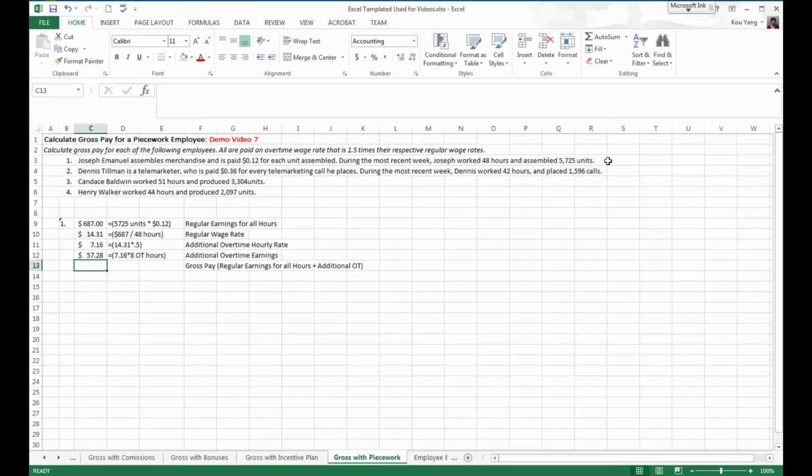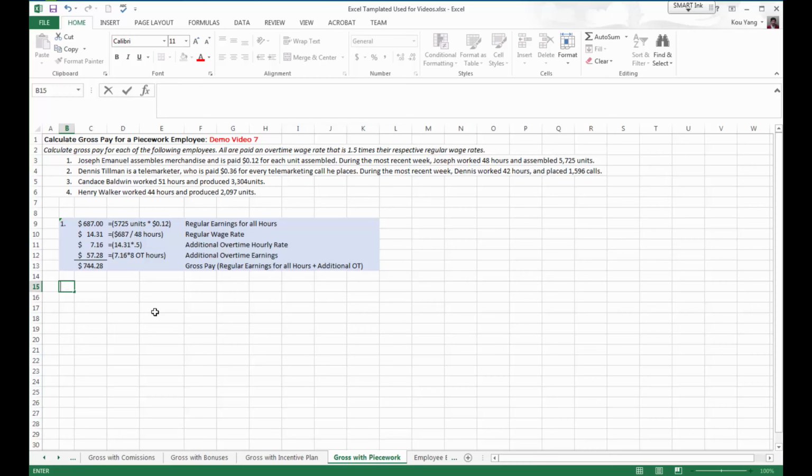With all the calculations, my gross pay will consist of the regular earnings plus my additional overtime earnings, for $744.28 total for my gross. That's the first calculation for Joseph Emmanuel.